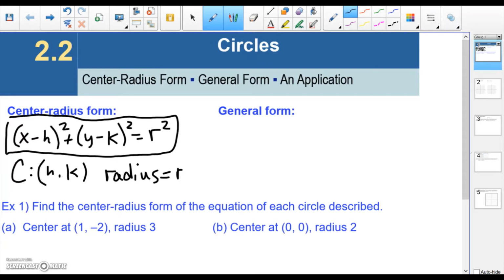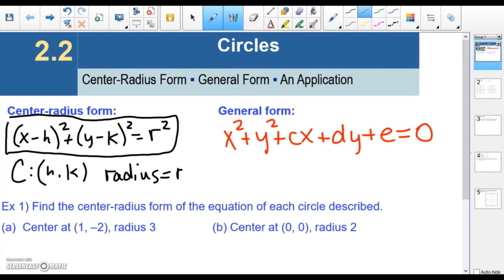The general form is a little bit less useful for us. The general form looks similar: x squared plus y squared plus cx plus dy plus e equals 0. Center radius form is a lot more useful. It's nice when we can see the center and the radius of the circle. We can just do more stuff with it more easily. General form you'll see, but a lot of the times when you see general form, you have to convert it to center radius form.